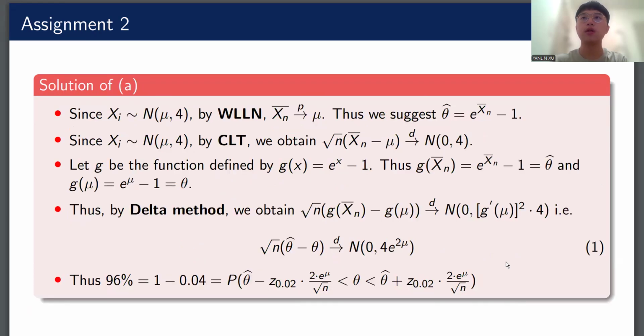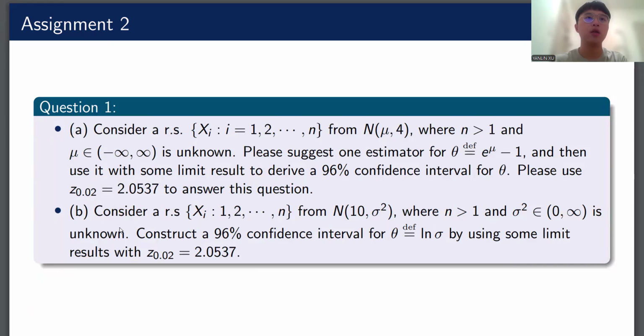And this is the result of this question. Okay, let's see question B. In question B, we have to consider a random sample from a normal distribution, and this time mu is 10, but the variance is unknown. It's larger than 0, but it's unknown. And we need to construct a 96% confidence interval for theta, which is defined as log of sigma, by using some limit results.